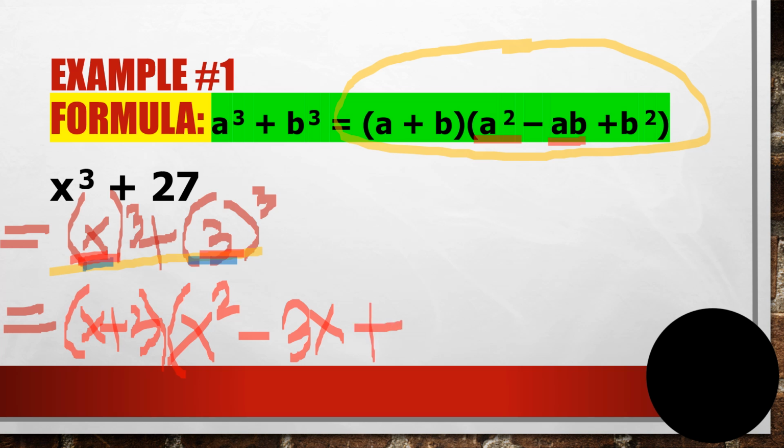Plus, we have here b squared. Our b here is 3. Multiply it by itself 2 times. You have 3 times 3. Then, the answer is 9. Close it. And this is our final answer.